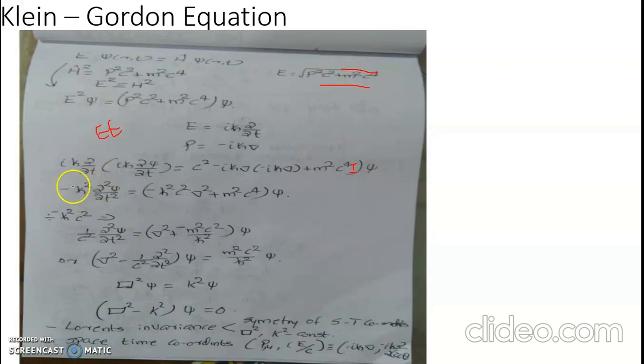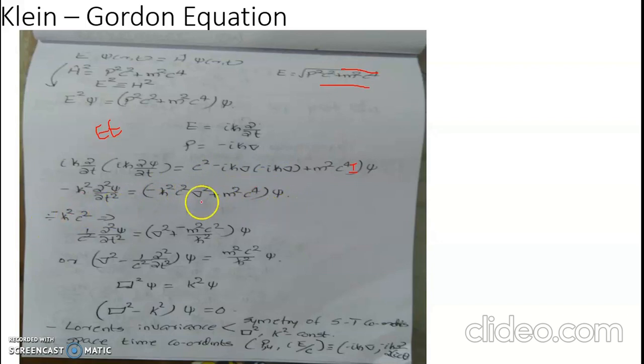i square minus 1 h bar square dou square psi by dou t square, as these are constants they can be taken out. i h cross and i h cross are multiplied. Dou by dou t operating over dou psi by dou t is dou square psi by dou t square equal to minus i into minus i, make it say plus i square, which is minus 1, h cross into h cross square C square del square plus M square C power 4 operating over psi.